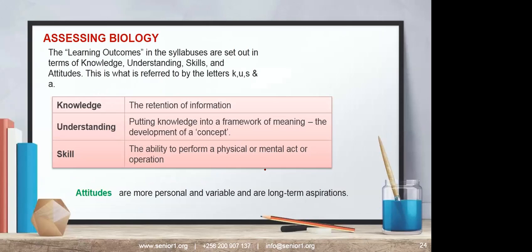Now, how shall we be assessing biology? Like looking at those things that have been called learning outcomes. Now, the learning outcomes in the syllabus are set out in terms of knowledge, understanding, and skills. So those learning outcomes, you're supposed to gain all of them, the knowledge bit of them, which is like what you're supposed to learn in each topic, understanding and the skill. Then also attitude, but this one is somehow personal and variable over a long period of time.